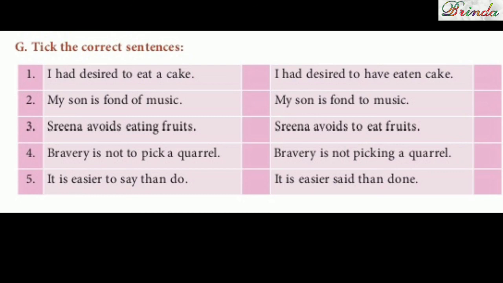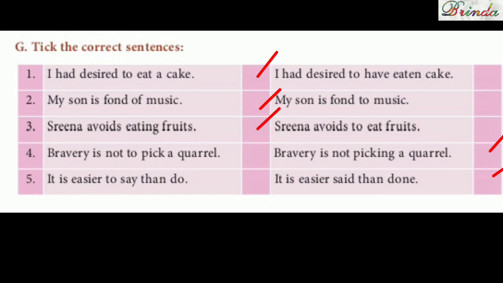I had desired to eat a cake. Or, I had desired to have eaten cake. Which one is right? First one. I had desired to eat a cake. Second one. My son is fond of music. Or, my son is fond to music. Which is right? My son is fond of music. First one. Third one, Srina avoids eating fruits. Or Srina avoids to eat fruits. Which one is right? Srina avoids eating fruits.